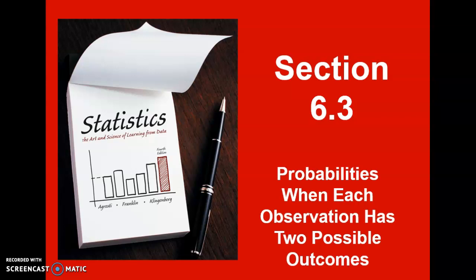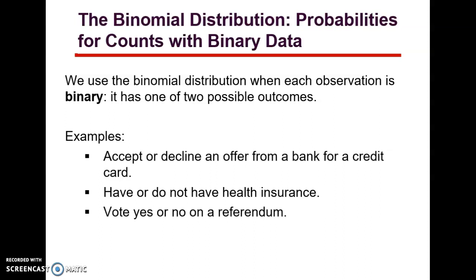This is the last section of Chapter 6. We turn to binomial distributions. So there are only two possible outcomes for binomial. That's what the bi means, as in bicycle, binoculars.